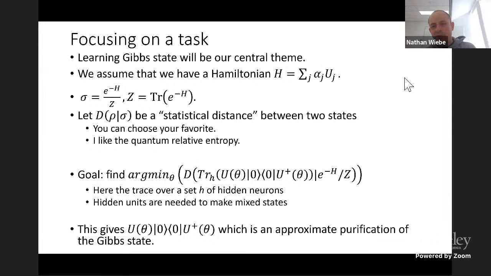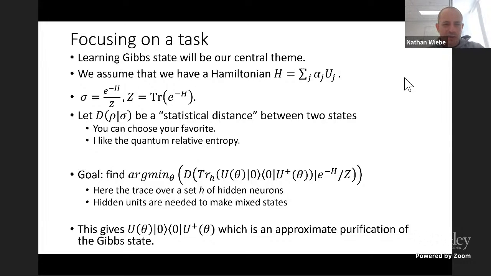The idea behind a Gibbs state is that it describes the distribution that a quantum system would be in if it's allowed to equilibrate at finite temperature. Basically, this distribution is given by this matrix sigma I stated on the left, which is e to the minus H over some quantity known as a partition function, which is its trace. So think about that Z.